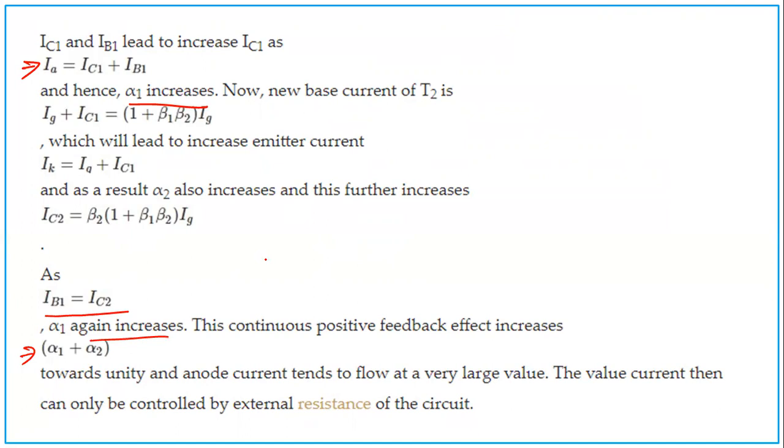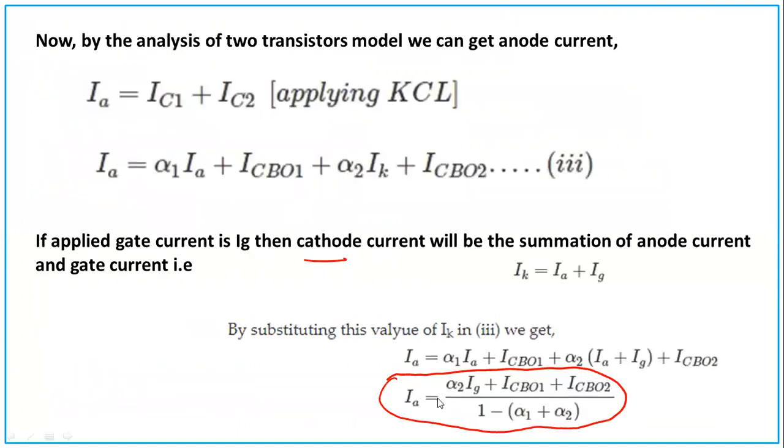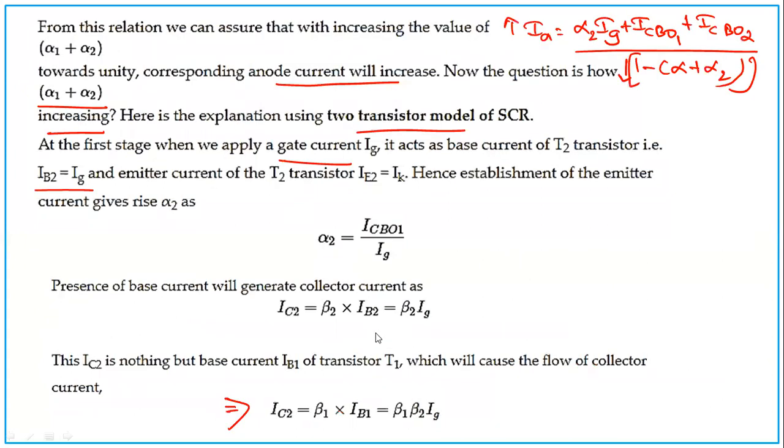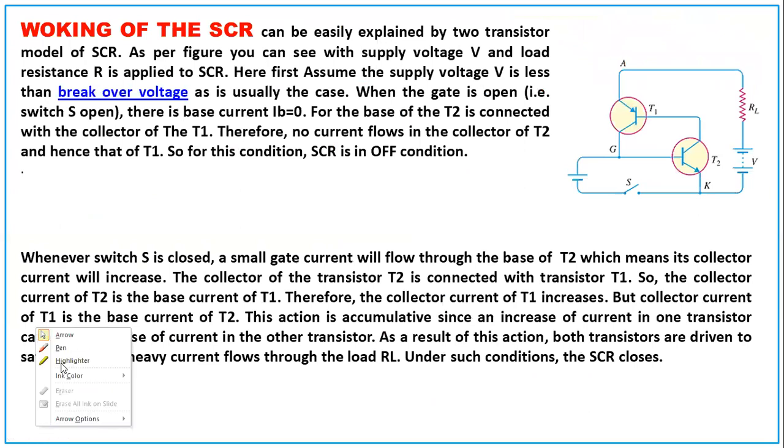There is no need of this much explanation. You can just write up to this equation. And then you can say if alpha 1 plus alpha 2 increases and becomes close to 1, then the anode current will be increasing. That's what we need, right? More current should flow from anode to cathode. And roughly you can have an idea based on this, because most of the things are marked in the figure. So once you know the figure, you can again explain this. Okay, so this much is very good for you.